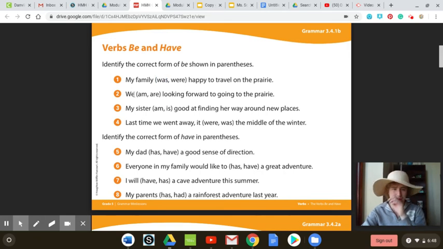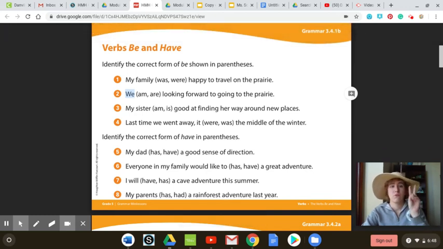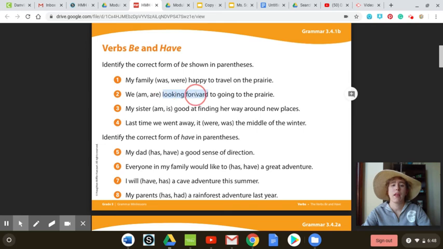Number 2. We are looking forward to going to the prairie. Okay, so first things first, I know that we is our subject. I know that we means that there's 2 or more people, so it's plural. Looking forward to going to the prairie. Looking forward tells me, hey, this is probably going to happen in the future. So I know that it needs to be future tense. I know that am and are would both work, but my gut is telling me are. We are looking forward to going to the prairie.